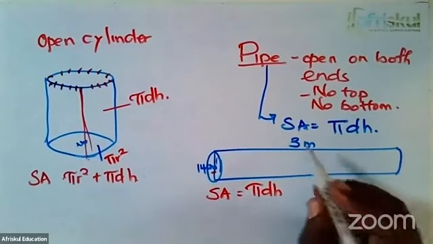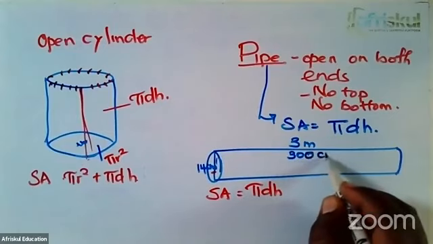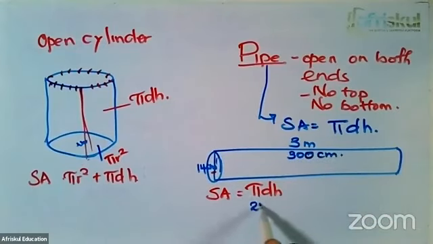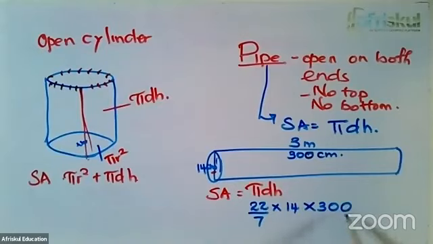We have this is 300 centimeters. We shall have 22/7 times 14 times 300. I hope as you move on with this, you are now able to differentiate between a closed, an open, and a pipe. This gives us 13,200 square centimeters. Hope you have understood how to get the surface area of a cylinder.